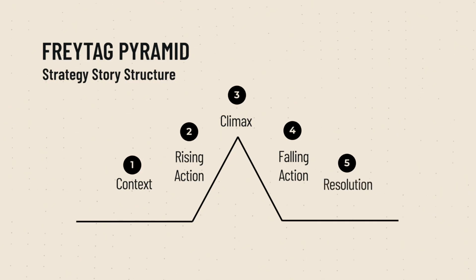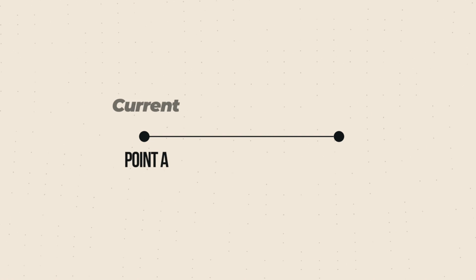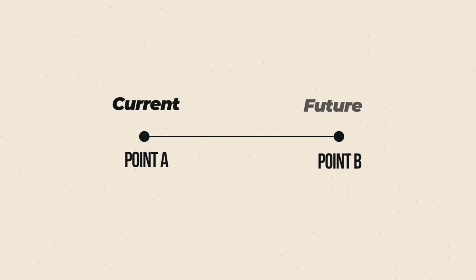Step 5, resolution. In this step, we lay out our execution plan. We are now at the final part of the story, so we need to find a good way to end the story. There are a few ways to end stories. The best way to do it is by discussing our approach to execution so we can realize the strategy. In other words, we should discuss how we turn our ideas into reality. In this part of the story, we want to communicate and illustrate how we intend to go from point A, which is the current state, to point B, which is the future state.